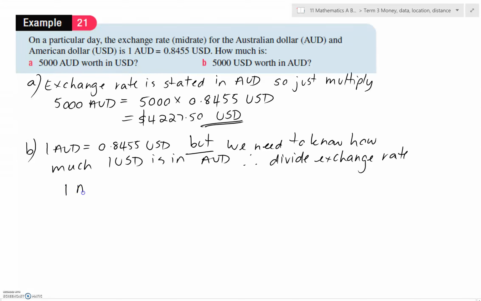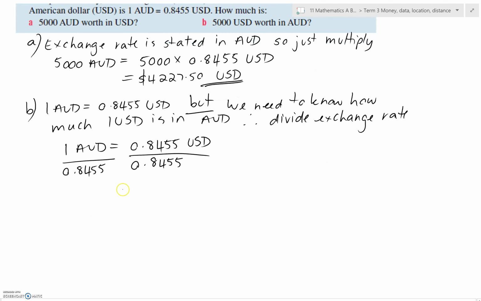So I'll show you what that looks like. This is just the exchange rate re-quoted. Now we need to do something to this to get our US dollar to have a 1 in front of it. So we are going to divide by that number that's in front of it. And remember, whatever we do to one side, we have to do to both. So let's simplify this. 0.8455 divided by 0.8455 equals 1 US dollar. That's what we want.